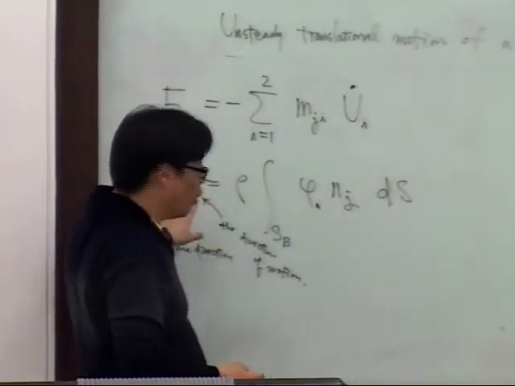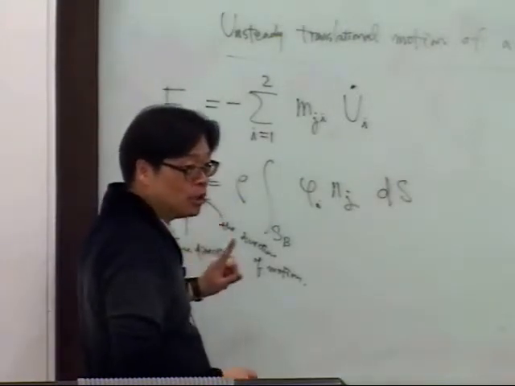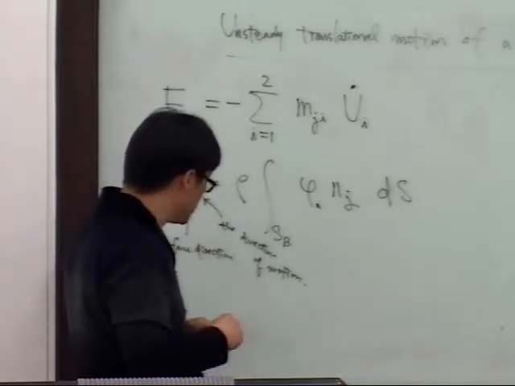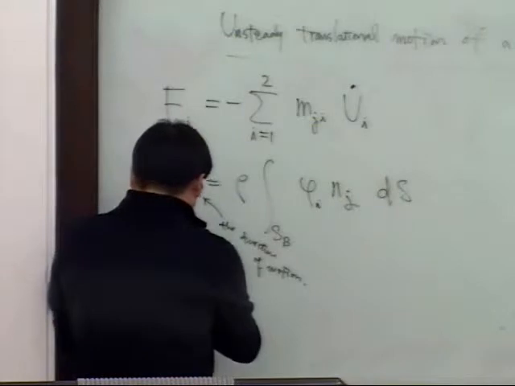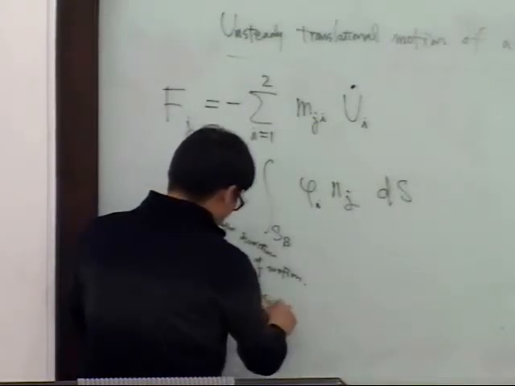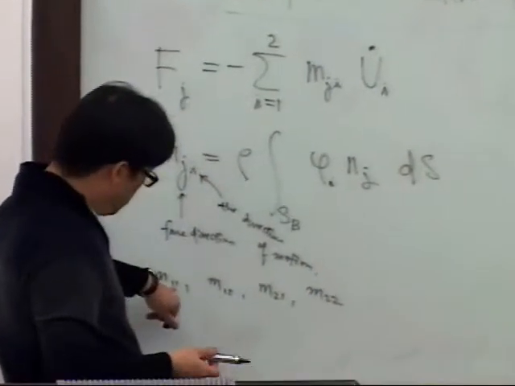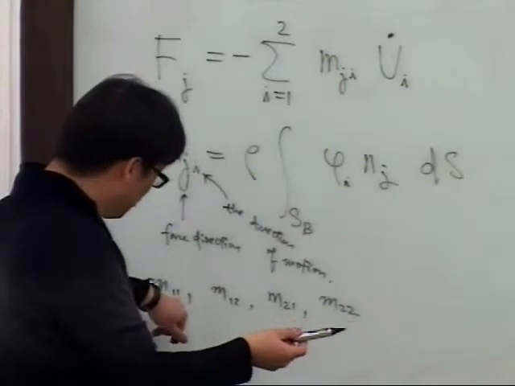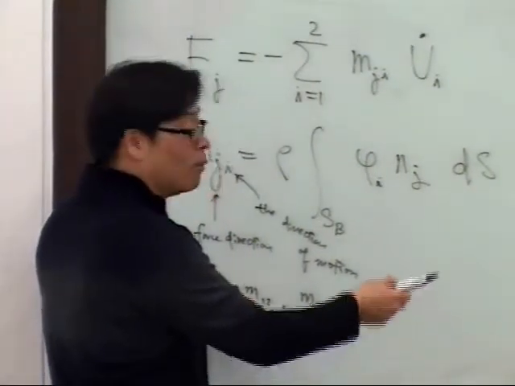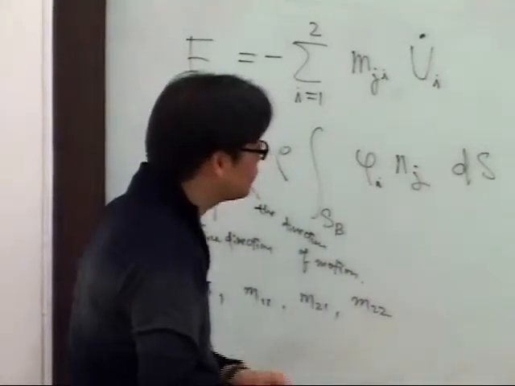So you will have M11, M12, M21, M22. Okay? So there are four eddy mass coefficients. M11, in 2D of course, M12, M21, M22. This is a force in the x direction due to the motion in the x direction. This is a force in the x direction due to the motion in the y direction. This is vice versa, and this is M22.